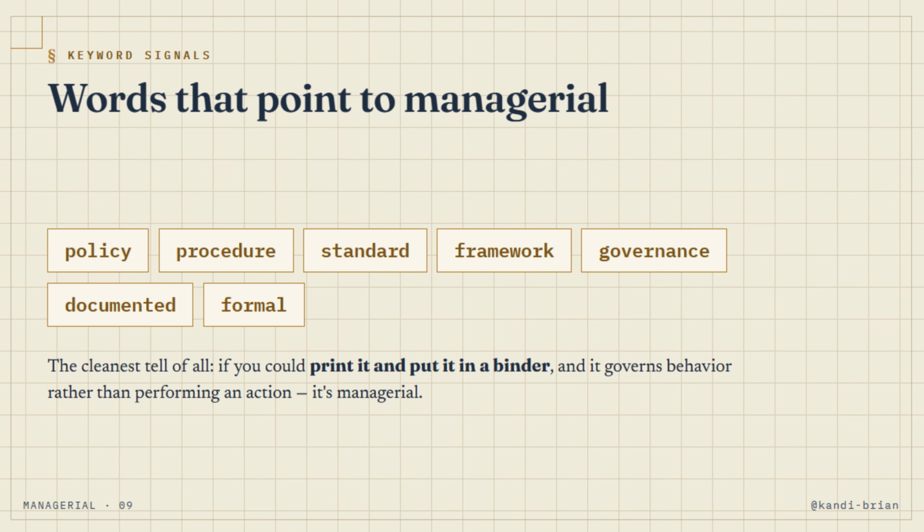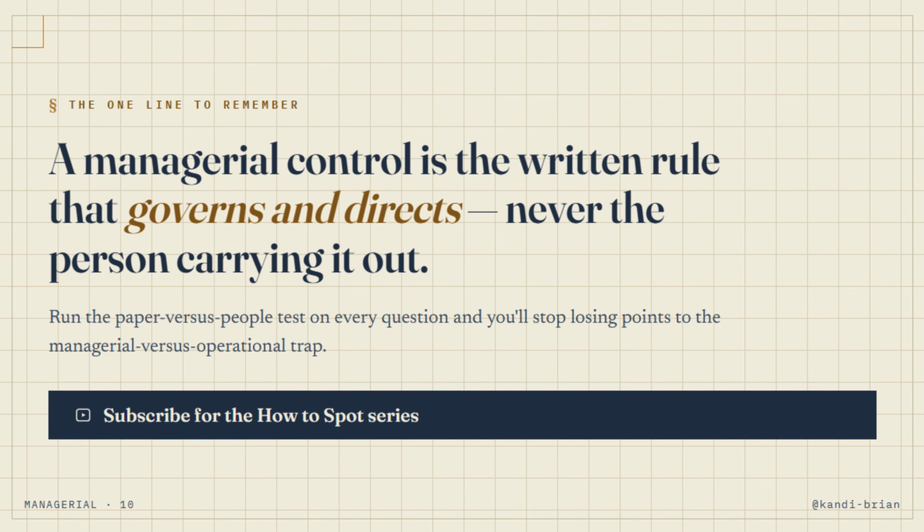Anything that reads as administrative, strategic, or oversight-oriented is managerial. And the cleanest tell of all is this. If the control is something you could print out and put in a binder, and it governs behavior rather than performing an action, it is managerial. Here's one sentence that captures the whole category. A managerial control is the written administrative rule that governs and directs security, never the person carrying it out.